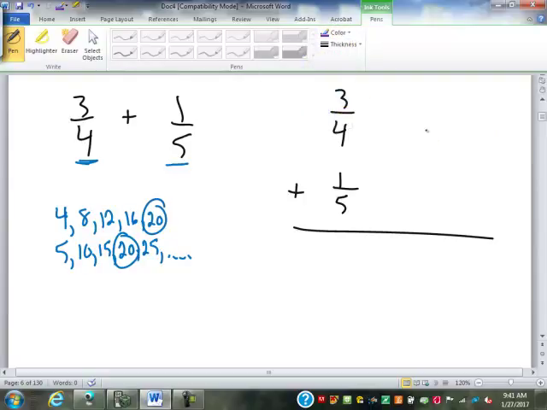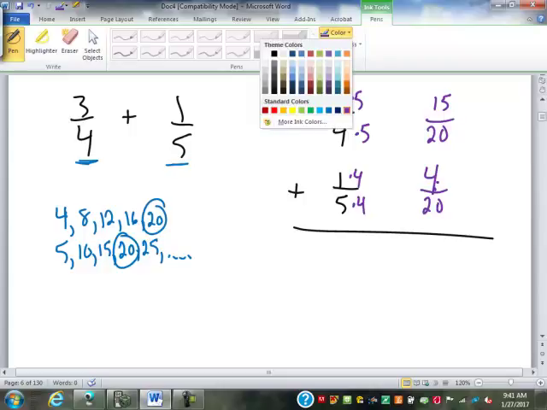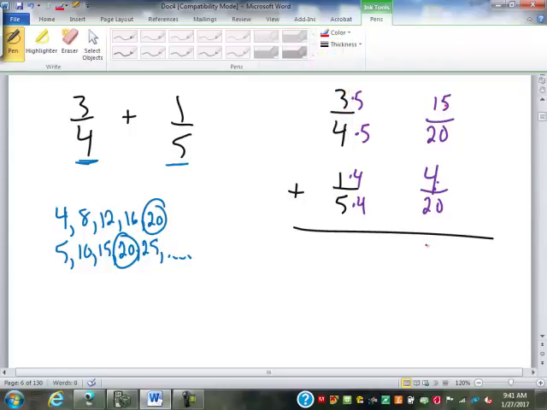So our common denominator here is going to be 20. What do I have to do to the 4 to make it a 20? Times 5. So I have to do 3 times 5, which is 15. Good. What's going to go here? 4. Good. 5 times 4 to make 20. 1 times 4 is 4. So 15 plus 4 is 19. And we keep the same name when we add. So 19 20ths.